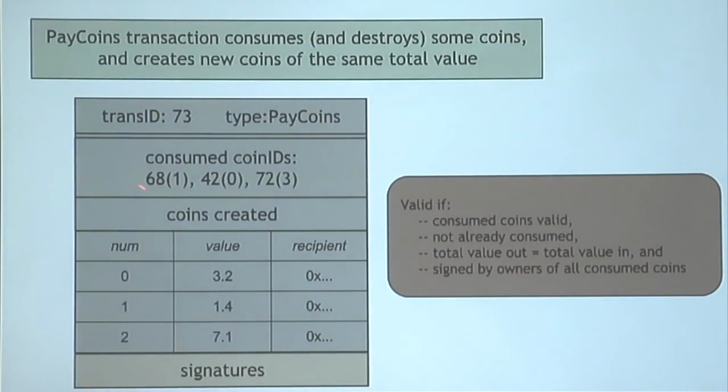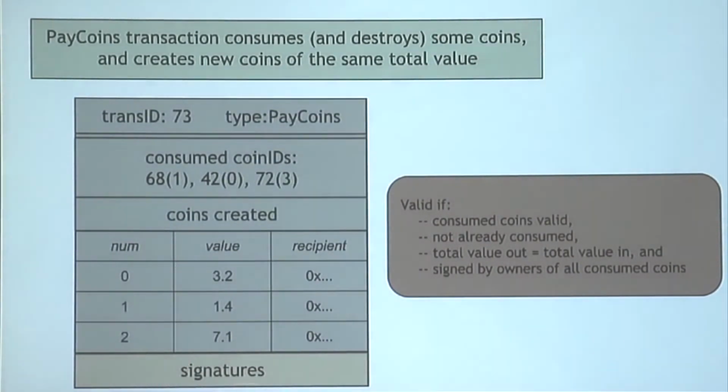All of these coins are being consumed and destroyed by this pay coins transaction. So we're going to add up the value of all of those coins, and then we're going to create a bunch of new coins down here, 0, 1, and 2, etc., just like before in the create coins transaction. Each one has a value. Each one will belong to a certain recipient. And those new coins had better add up to the same total value as the coins that we consumed.